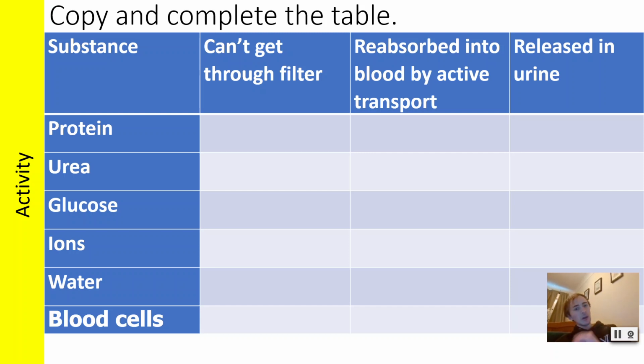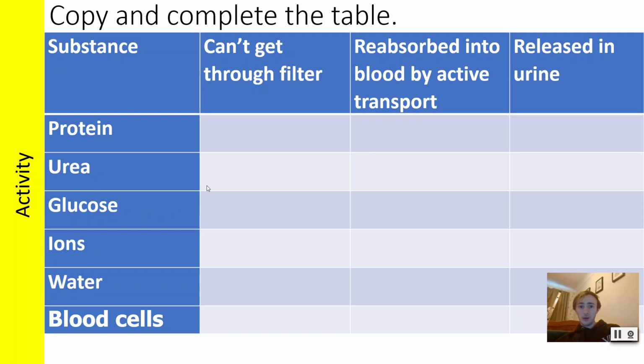Right. So, hopefully you've got a table in front of you with ticks in the right columns. So, let's talk about proteins first. We said proteins are big, they're very big. Okay, they can be enormous actually. They can't get through the filter. So you should have a tick underneath can't get through filter. They just stay in the blood, they can't physically get into the kidneys. Urea. We said all of the urea has to be released in the urine. So that should be where your tick is. Urea is released in the urine. None of it is reabsorbed. We don't want any urea in our bodies. It's quite important. It's very important.